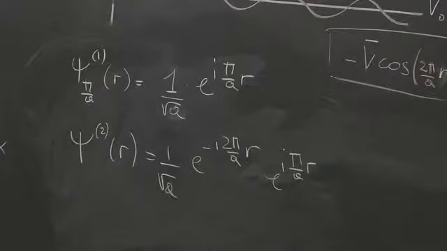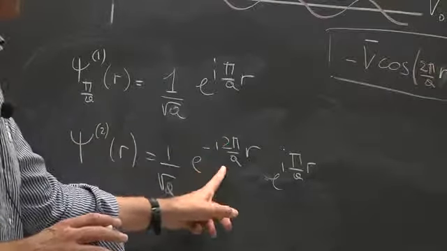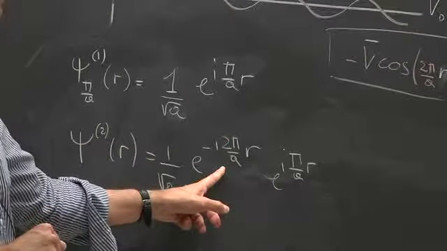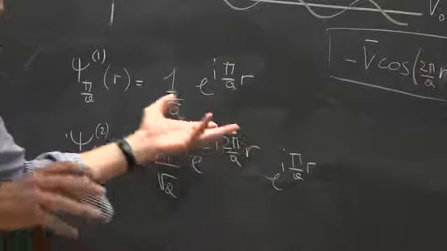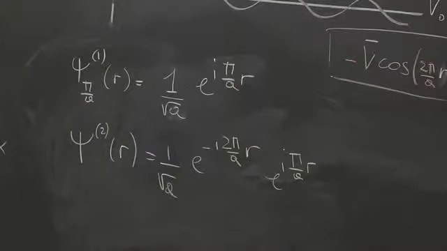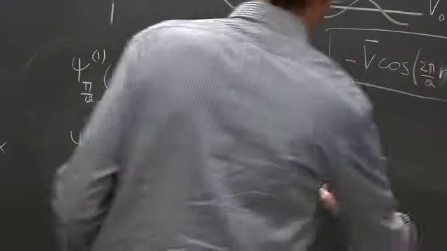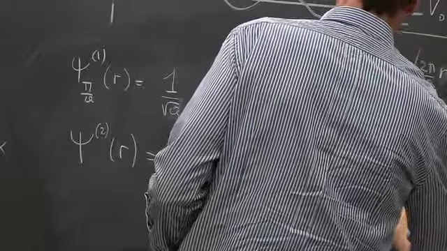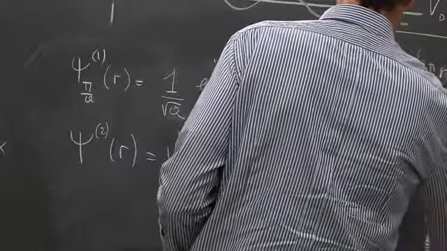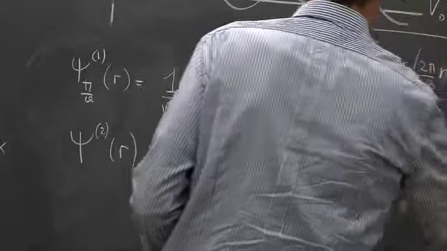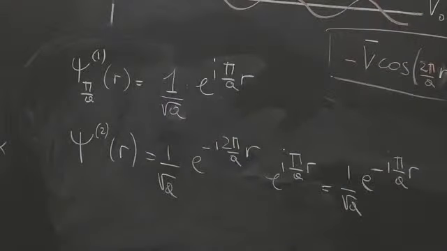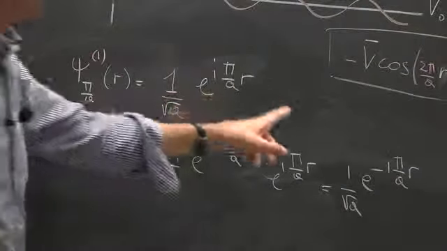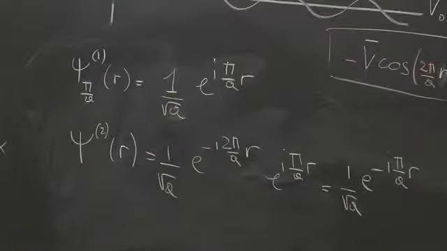Okay? Clear? So the periodic part here is 1, here it is the reciprocal lattice vector. The Bloch part is the same because we are at the same k point. So obviously this is 1 over square root of a, e to the minus i pi over a r. Okay, so it's very similar actually to psi 1. They differ only because of the minus sign, if I take all things together.